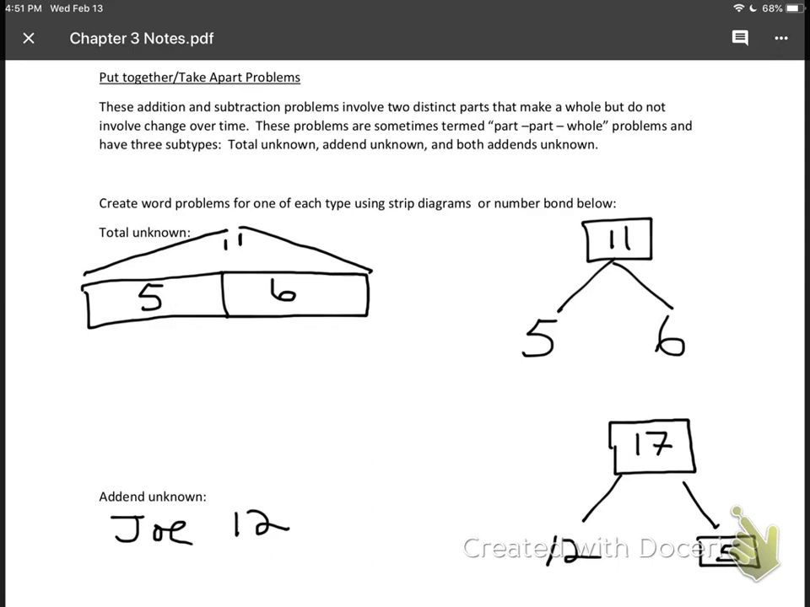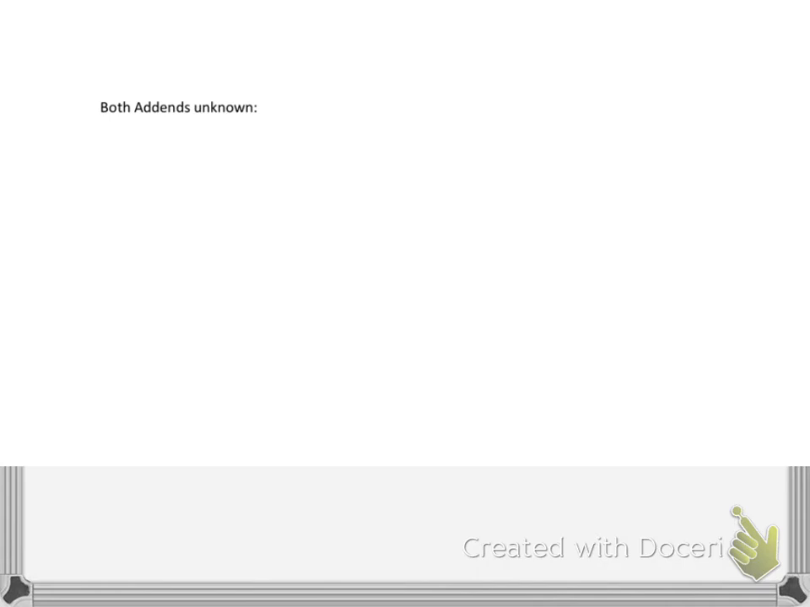Okay, there's one more example on my next page that has both add-ins unknown, and in that case you could get several different solutions. So we'll do that next. Okay, so here with both add-ins unknown, why don't we develop a word problem? So what if we said Cheryl and Amy combined their scented markers, and when they combined them, they counted them, and they discovered they had 15 in all. So what possible combination could they have had to begin with?